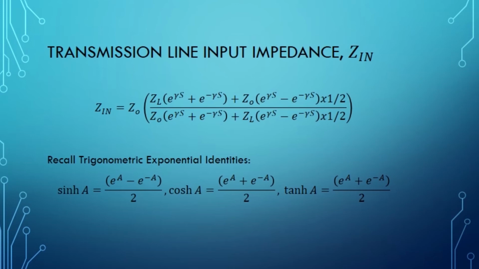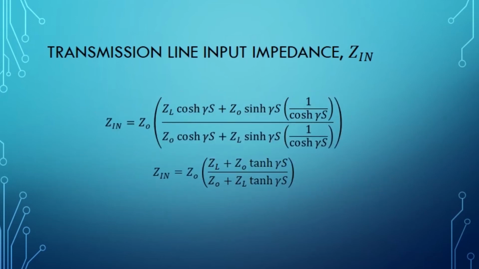Of course, recalling the trigonometric exponential identities, and continuing, we get the final equation, which is Z in is equal to ZO multiplied by the quantity of Z load plus ZO tanh gamma S, over ZO plus ZL tanh gamma S.